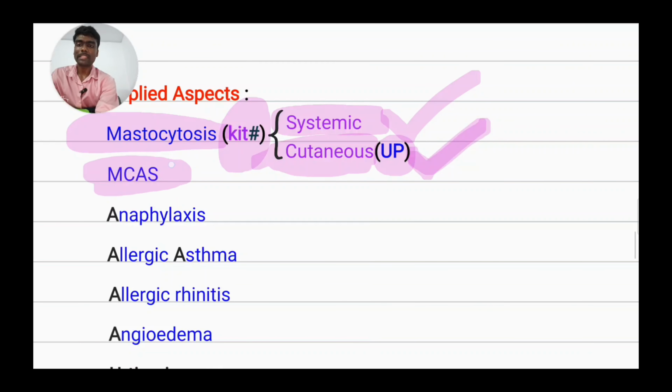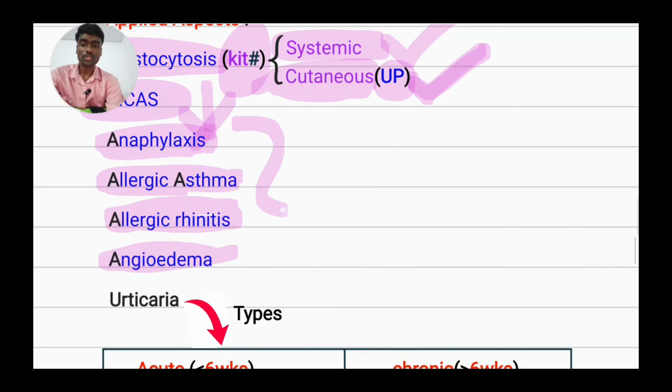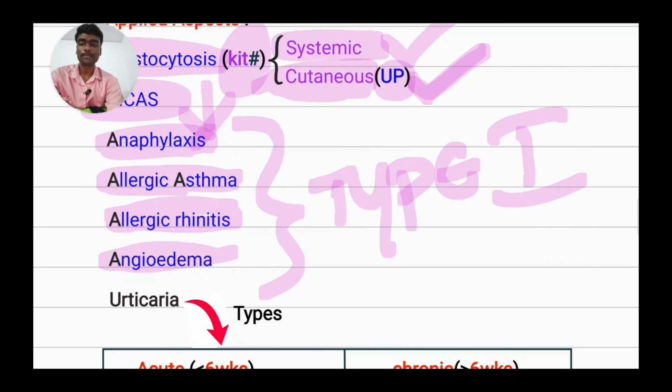Mast cell activation syndrome, where the threshold to activate mast cells will be very, very low. Anaphylaxis, allergic asthma, allergic rhinitis, angioedema. To know all this, you should see my video on type 1 hypersensitivity reaction.